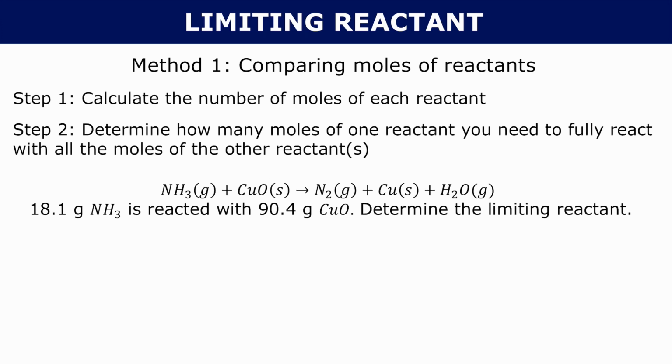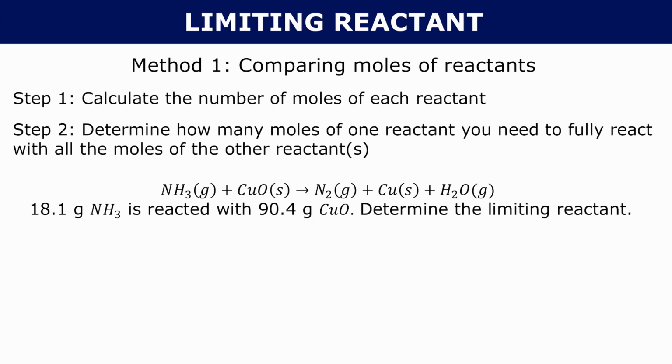We have ammonia reacting with copper oxide to produce nitrogen gas, copper solid, and water. We're told that 18.1 grams of NH3 is reacted with 90.4 grams of copper oxide, and we're asked to determine the limiting reactant. Now, before you can even start the steps, it's important that you have a chemical equation down.